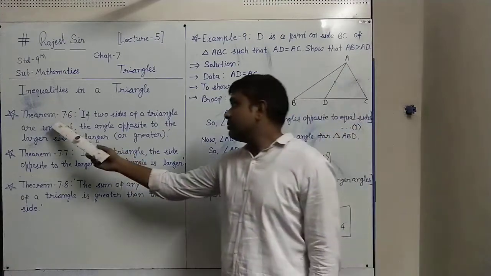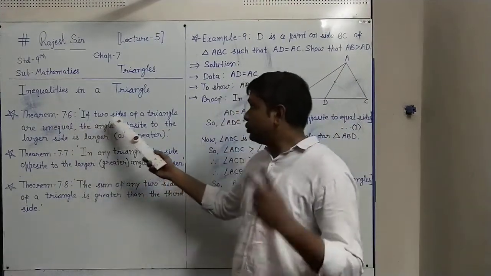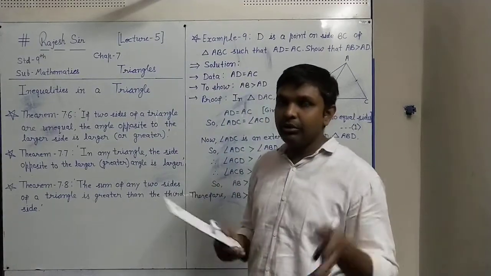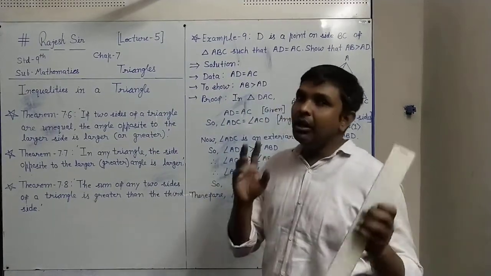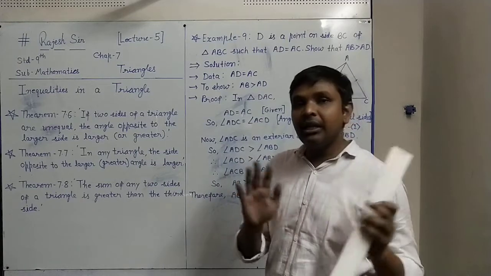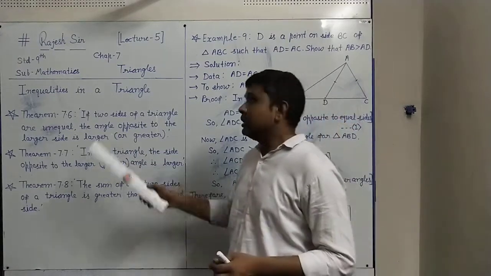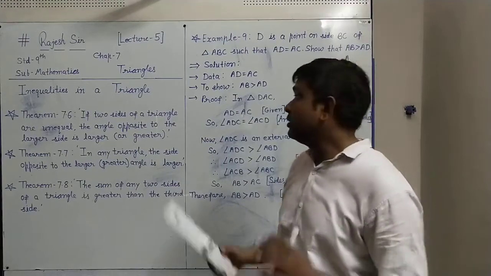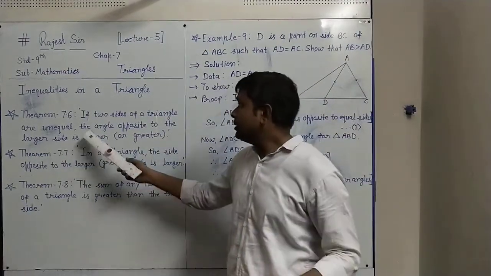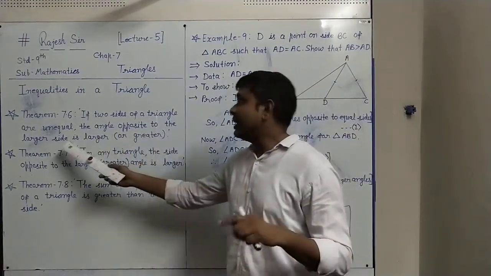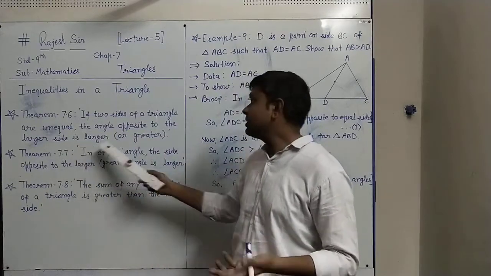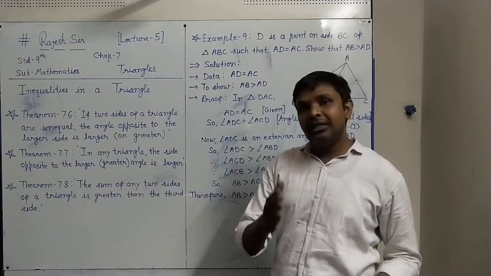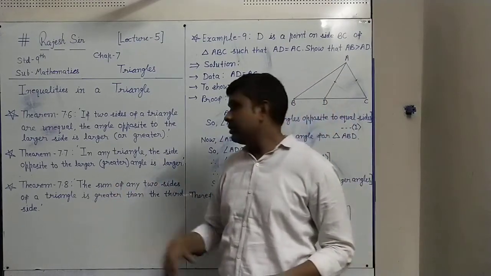So for that, theorem 7.6 is: if two sides of a triangle are unequal, they are not equal, you know the three sides in a triangle, and if two sides of a triangle are not equal, then one will be larger and the other will be smaller. So what we have to pick from that: the angle opposite to the larger side is larger or greater.